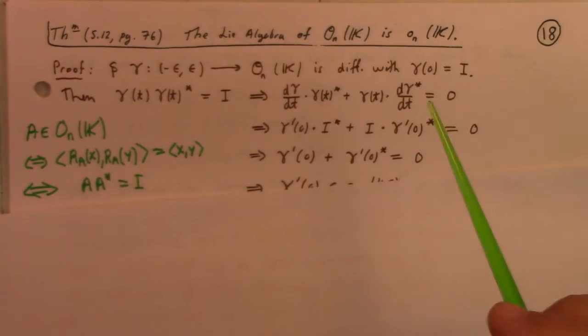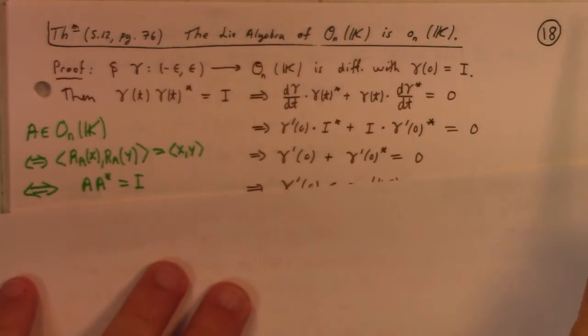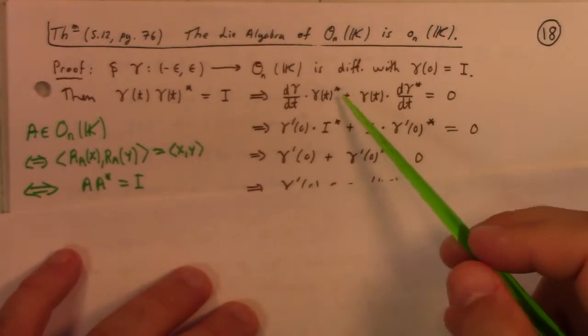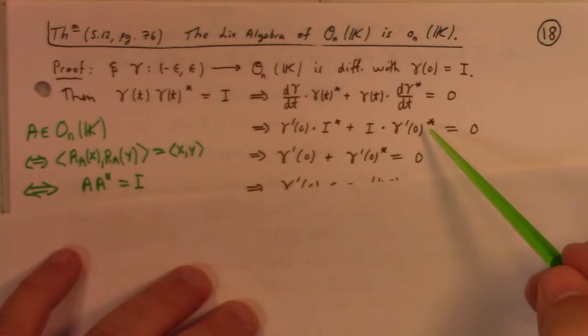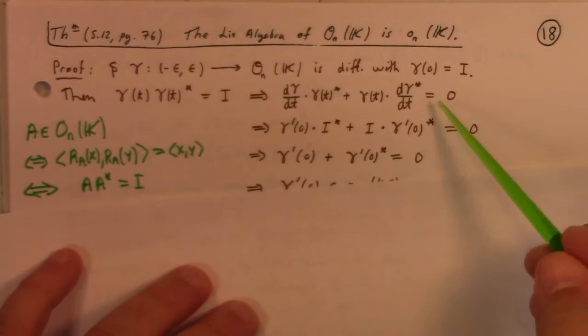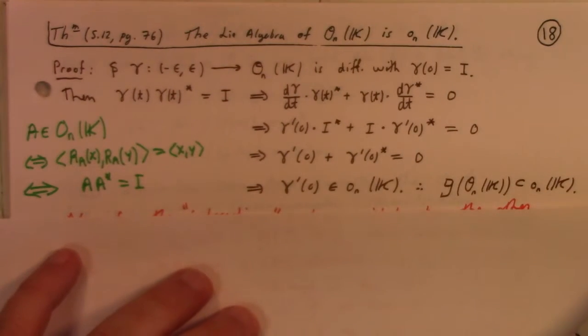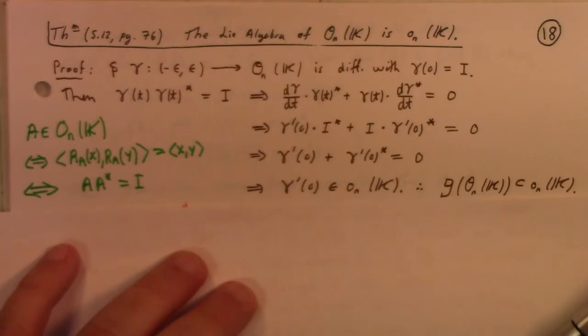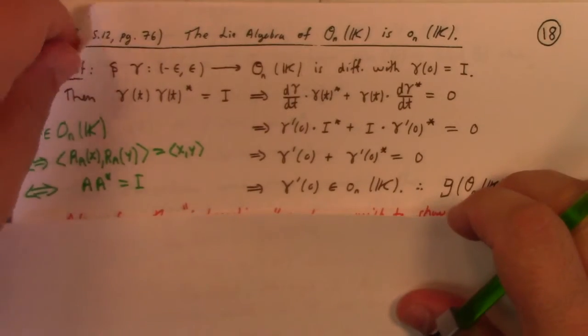Now, you take a curve which satisfies this condition, you differentiate it, and that's pretty much it, because when you put in gamma of 0 being the identity, out pops gamma prime of 0 plus gamma prime of 0 star is equal to 0. That is to say, all those conditions, the anti-symmetric, the skew Hermitian, and the skew symplectic, are all covered in this one argument. Pretty slick.